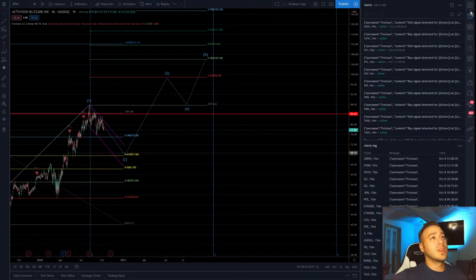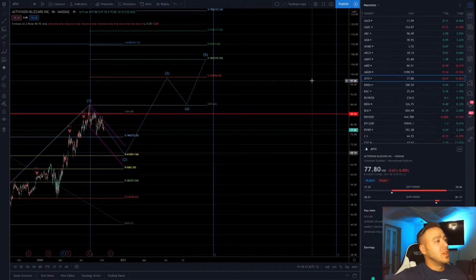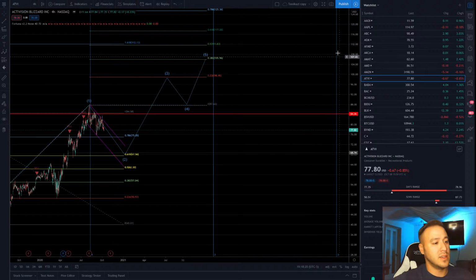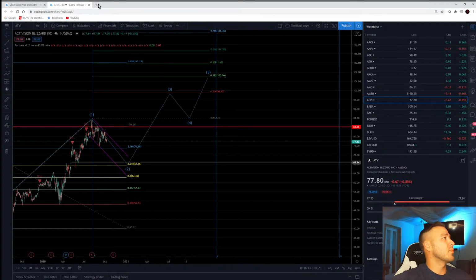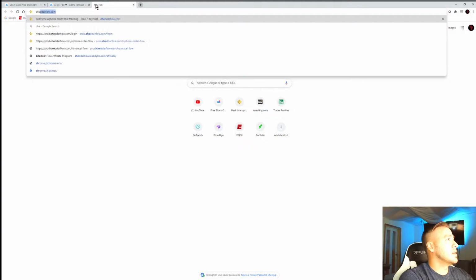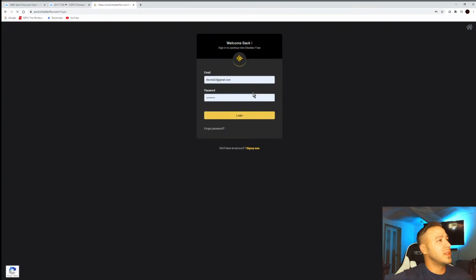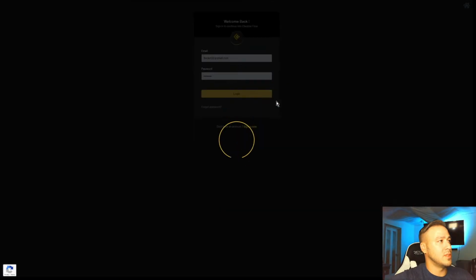So that's one thing that we're working on. Another thing we're working on is our flow AI. So our flow AI is designed to detect flow that's coming in, and I can show you kind of what that looks like through Cheddar, but we don't use Cheddar for it, we use another service.